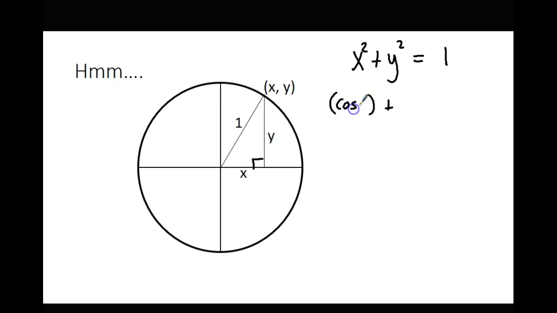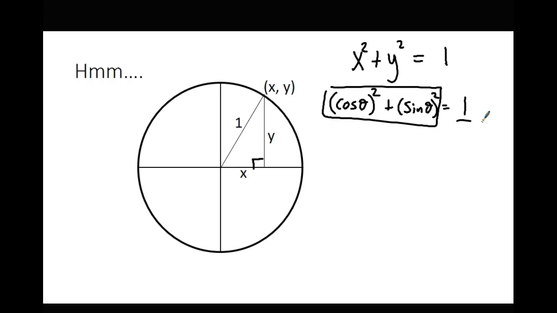Cosine. And y is equal to sine. So for any angle, cosine squared plus sine squared of that angle will always equal 1. Okay? So this is an identity. That means anytime I see this, I can replace that whole thing with 1.